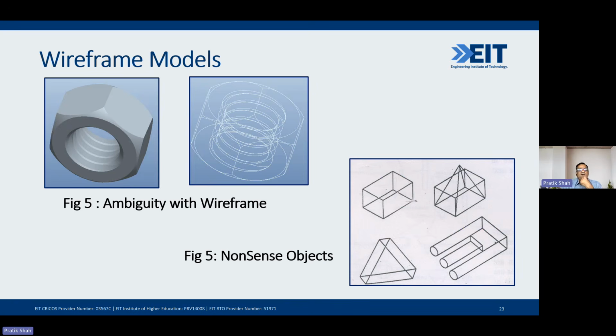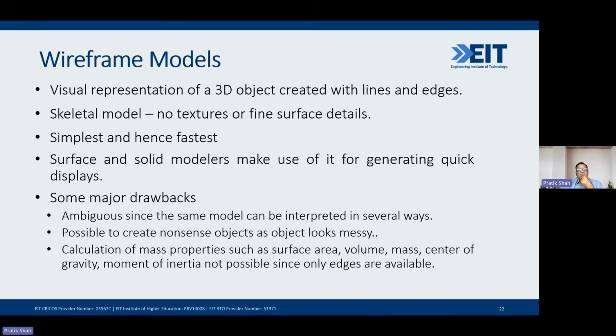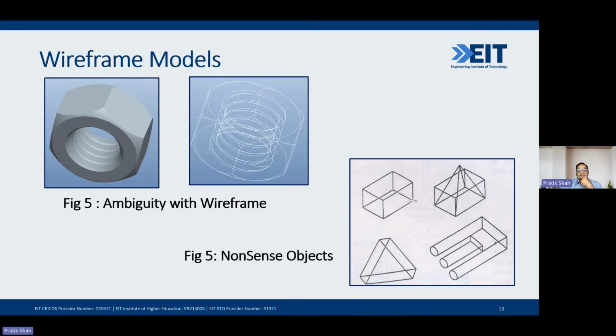This is basically a nut. The nut has been created in a solid modeling software, and the same representation is done in the form of a wireframe. As I told you, wireframe has its own advantages. The advantage is that it is very fast to generate a wireframe model. It is very simple and hence very fast to generate. Surface and solid modelers make use of generative techniques, but there are many disadvantages also.